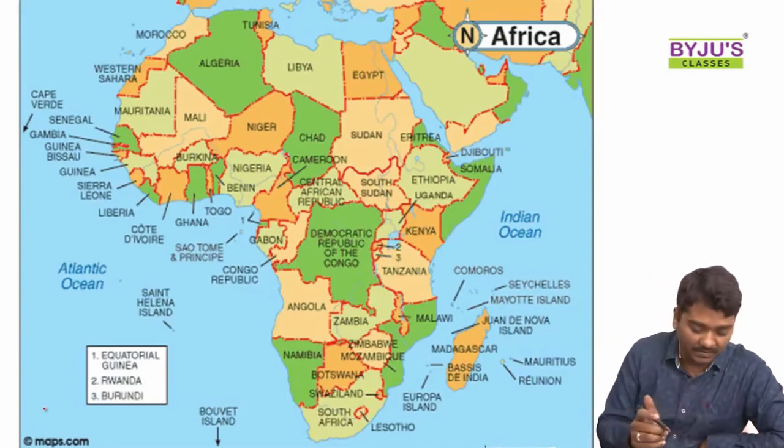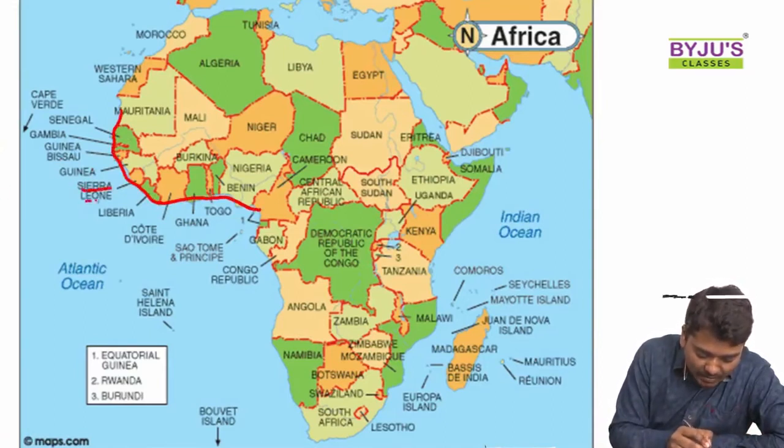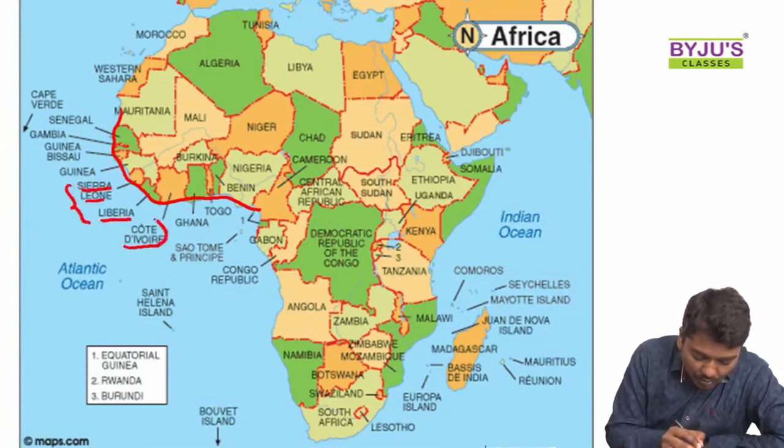Let us take Africa. What you need to observe is, first you see the western portion. In the western portion, begin with Sierra Leone, Liberia. These 2 are together. Cote d'Ivoire, this is actually known as Ivory Coast.